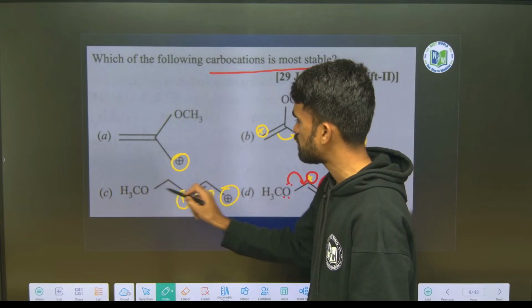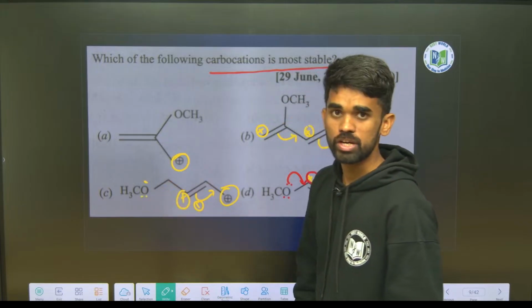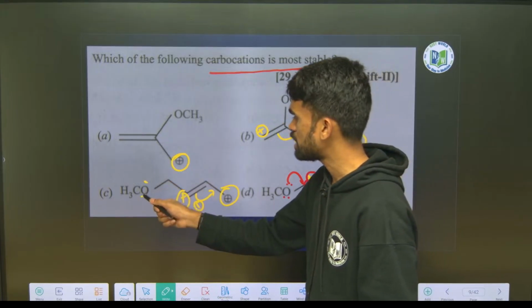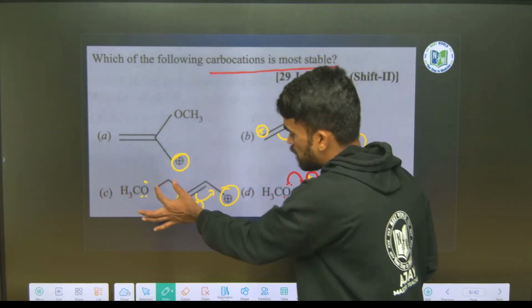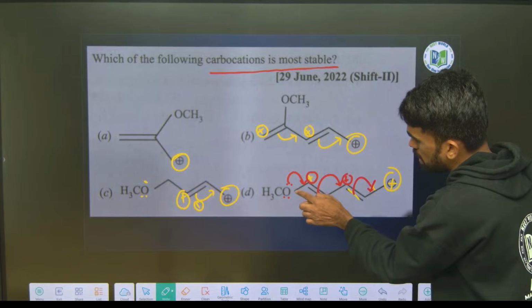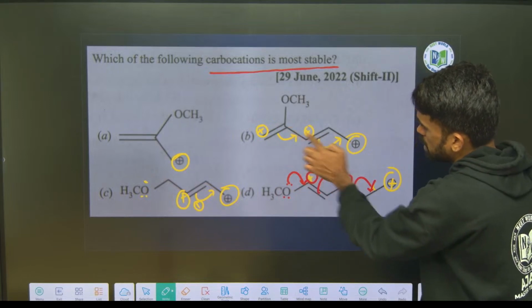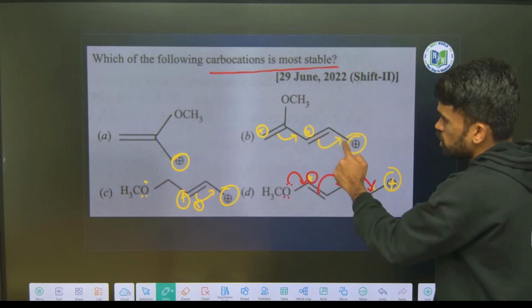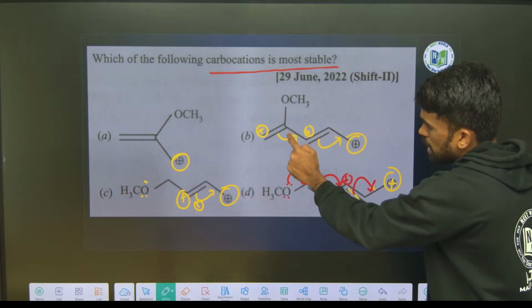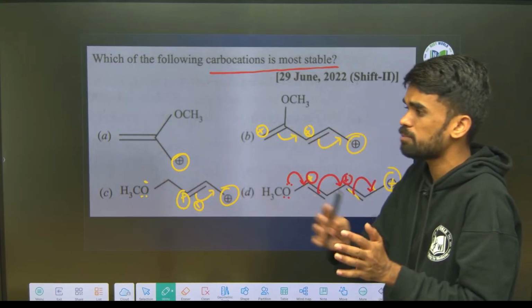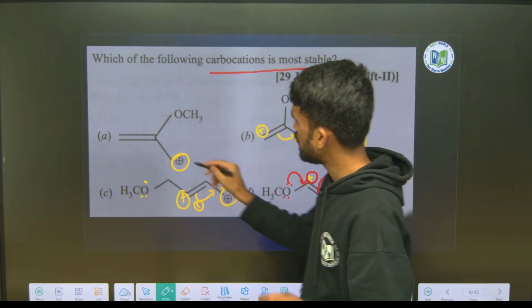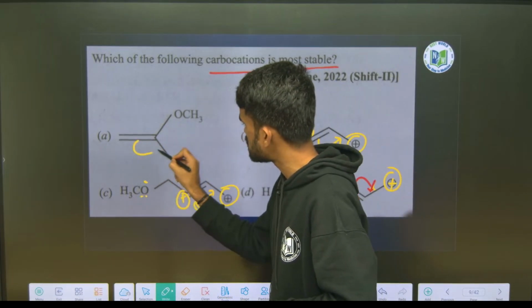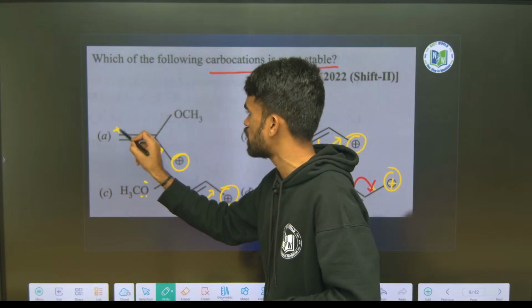This cannot be stabilized by any of this conjugation, because this is not at an alternate position. It differs by 2 sigma bonds, but here they differ by only 1 sigma bond. See how many sigma bonds are there between the 2 conjugative positions? Only 1 sigma bond. Here also only 1 sigma bond; alternate positions should be arranged. So here it will be one time. Here also you can check, this is also stabilized one time like this, and then you get a positive charge here.